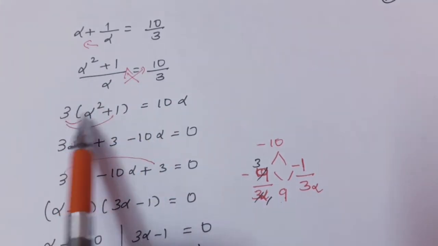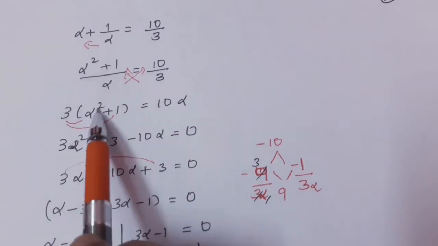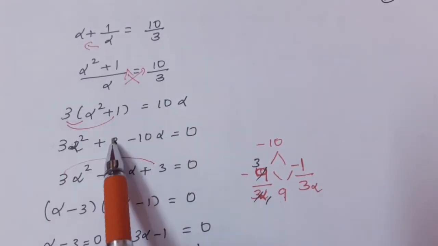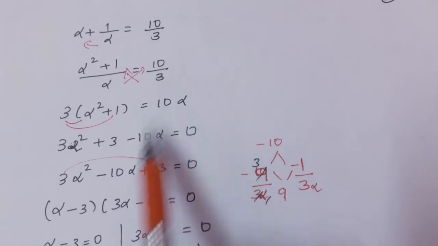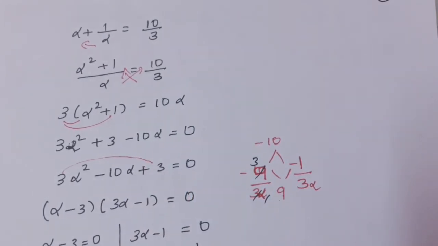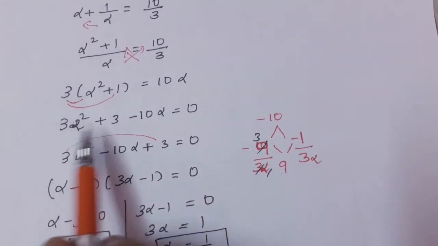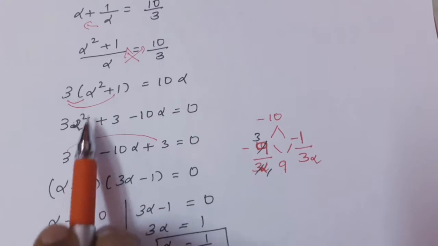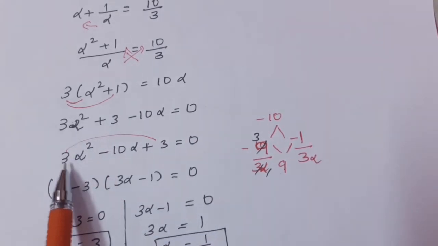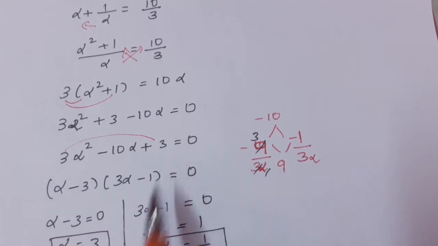3 into alpha square plus 1 equal to 10 into alpha. Now 3 into alpha square is 3 alpha square, plus 3 ones are 3, plus 10 alpha becomes minus 10 alpha equal to 0. Now we make the arrangement of a quadratic equation in terms of alpha. Similar to x square, x term, constant, instead of x square we have alpha square: 3 alpha square minus 10 alpha plus 3 equal to 0. We make a quadratic equation.